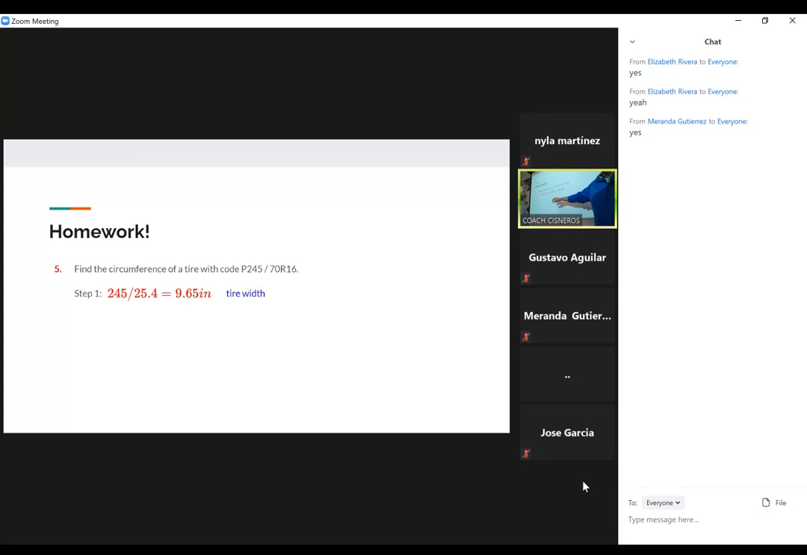Let's see how good your short-term memory is. In step 2, I took 9.65 with the ratio to find the height. What am I going to do next? Multiply by 0.70. Yeah. Multiply 9.65 times 0.70. When you find a percentage ratio, always multiply with the percentage as a decimal. So step 2 is 9.65 times 0.70. Now I have the height of the tire.